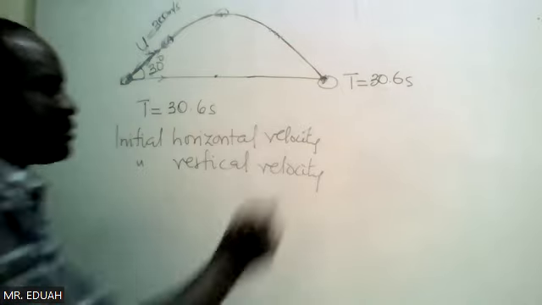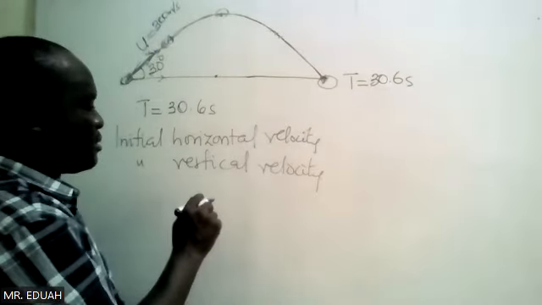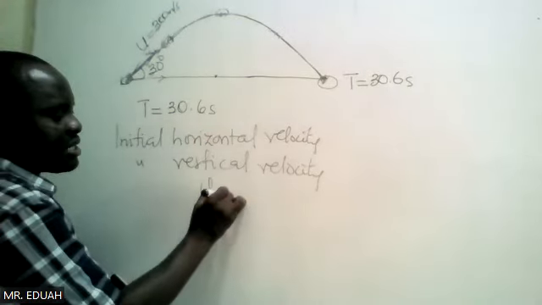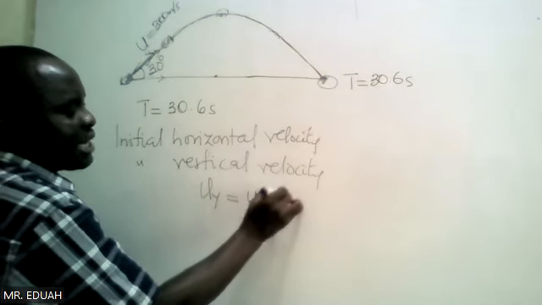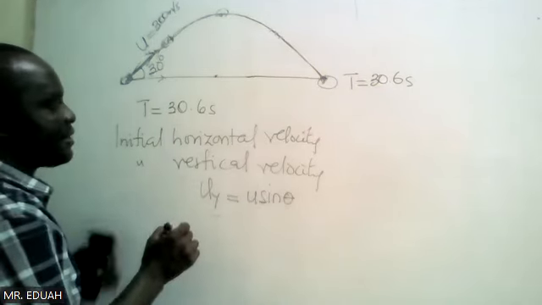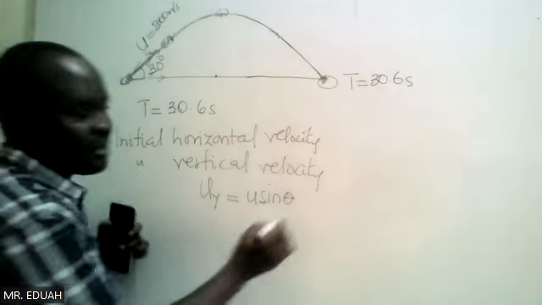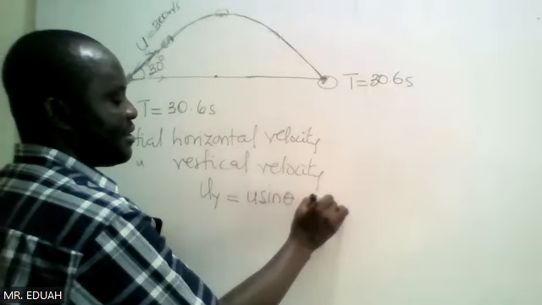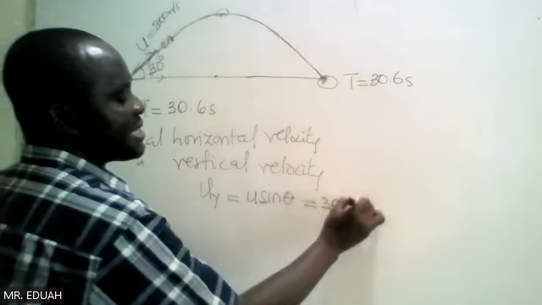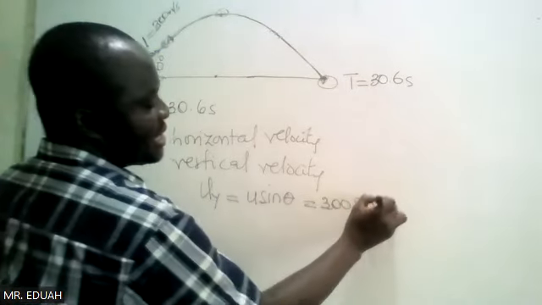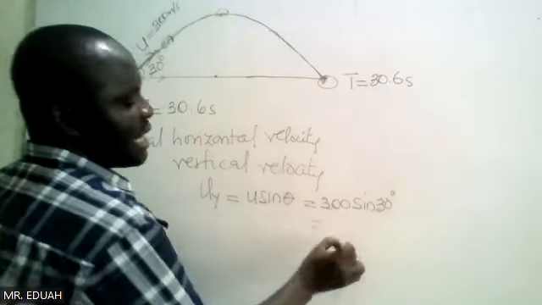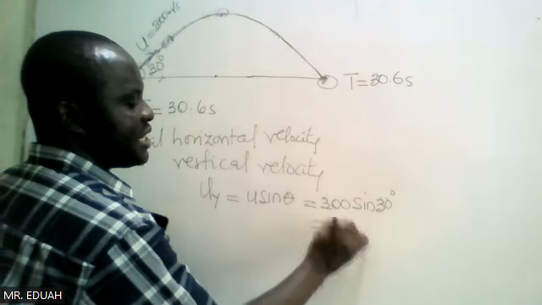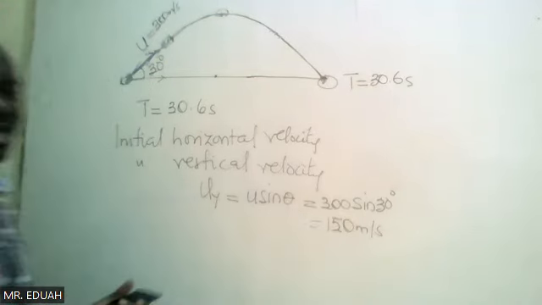The initial vertical velocity is equal to u sin theta. So Yaba is saying that the initial vertical velocity is equal to u sine theta. So we just substitute the values. 300 times sine of 30 would give us that. And sine 30 is equal to half. So this is equal to 150 meters per second. Thank you, Yaba.